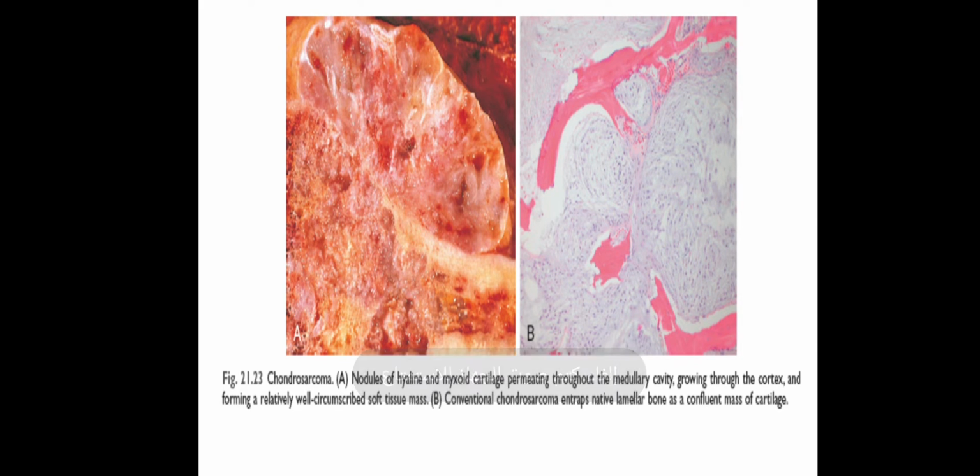This is the chondrosarcoma. You notice on the left side the gross appearance is a nodule of hyaline and myxoid cartilage. Notice it is shiny; we have cartilage and gelatin permeating throughout the medullary cavity, growing through the cortex and forming a relatively well circumscribed soft tissue mass. In the upper part, this is the white bone, and you see the medulla of the bone coming out of the bone, penetrating it and forming a mass-like gelatin and myxoid stroma.